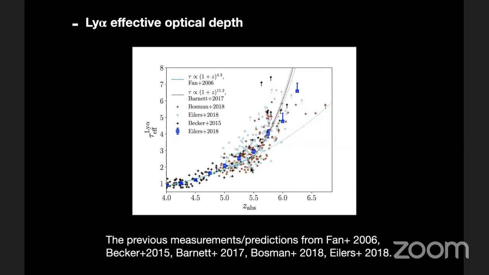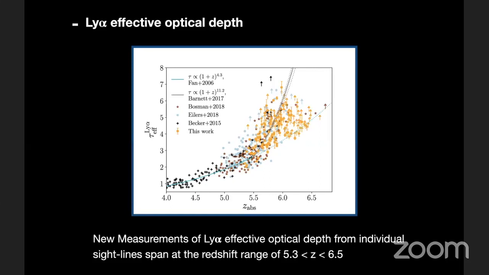What I want to do is, since we already built a high redshift quasar sample, to use this sample to constrain the Lyman alpha effective optical depth at redshift higher than 5.8. And based on our sightlines, this is what I obtained. This is the orange point here, from the measurement of the Lyman alpha effective optical depth from the individual sightlines. And we can see our sample covers the redshift range of 5.3 to 6.5, although at redshift higher than 6.1, more than half of them are still lower limits.